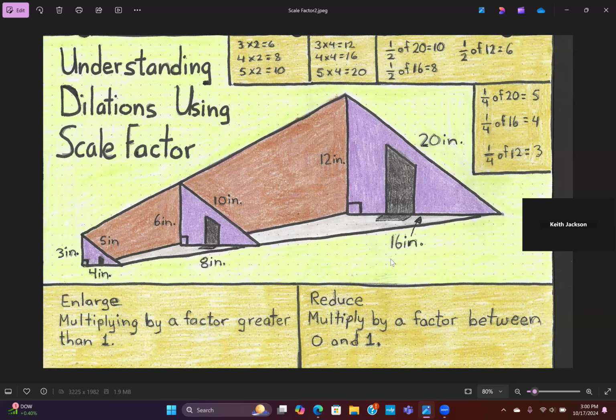Right now, you have been given some valuable information. I wouldn't blame you if you need to pause the video to take a look at this diagram or replay the video as many times as you need to gain a deeper understanding of dilations by way of scale factor.